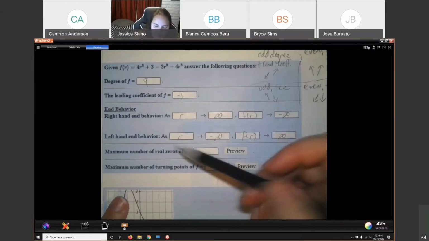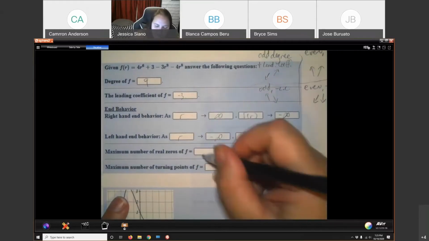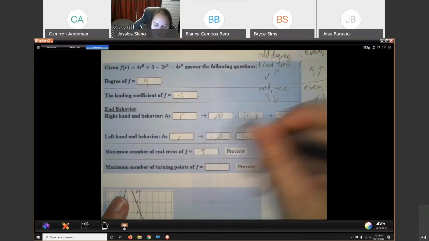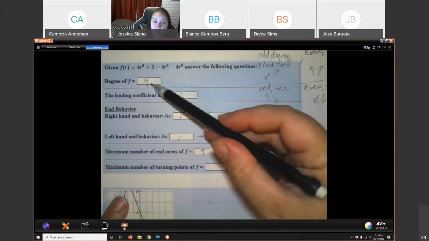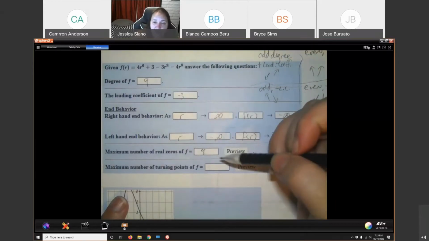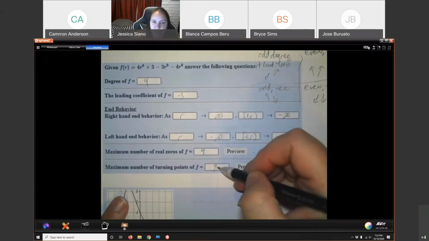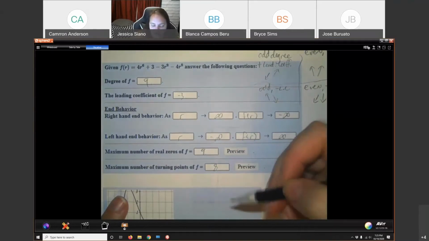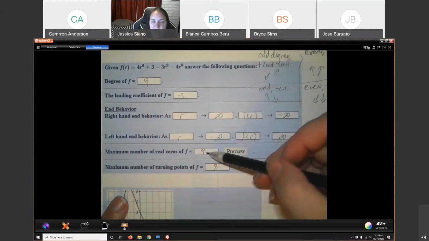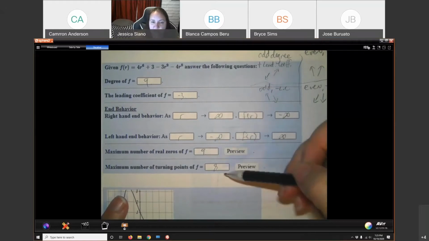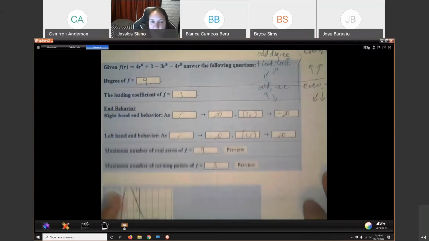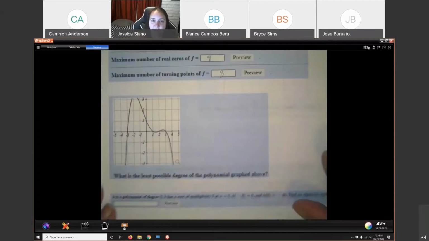For any polynomial, the maximum number of zeros is always the same as the degree. And the maximum number of turning points is always 1 less than the degree. And that's true of all polynomials. Maximum number of zeros is the same as the degree. Maximum number of turning points is 1 less than the degree. Okay?